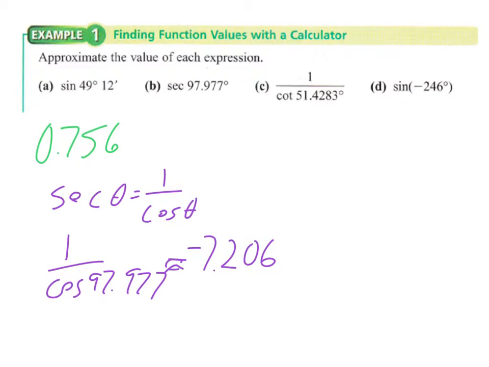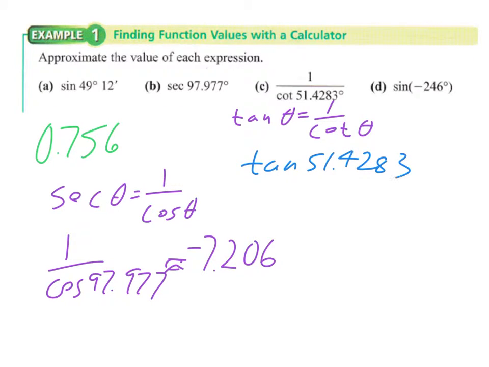for that one. Now for C, the 1 over the cotangent, recall that the tangent of theta equals 1 over the cotan of theta. So this will really just equal the tangent of 51.4283, which we do have on the calculator. And that ends up being about 1.254 when we round to 3 decimal places.